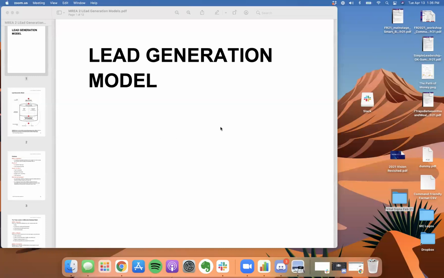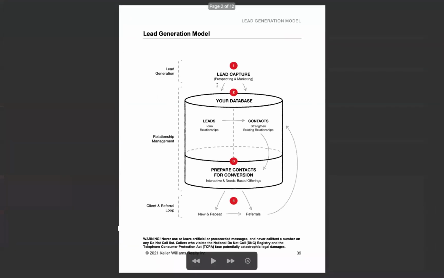Cool. All right. Can y'all see my screen? I have a document up called Lead Generation Model. Perfect. Thank you, Adrian. Let me go ahead and pull this bad boy up. Cool. We got one page.